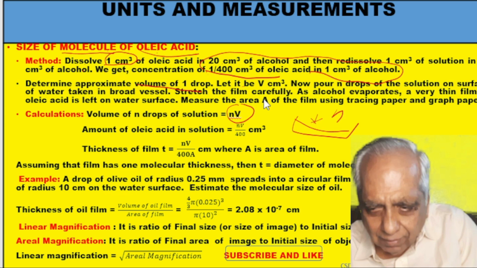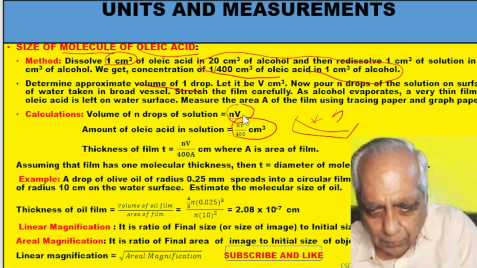How much oleic acid have I dropped? It is 1 upon 400. So it is NV upon 400 centimeter cube of oleic acid that I have dropped here. Total volume I have dropped is N into V. Now gradually alcohol will evaporate.